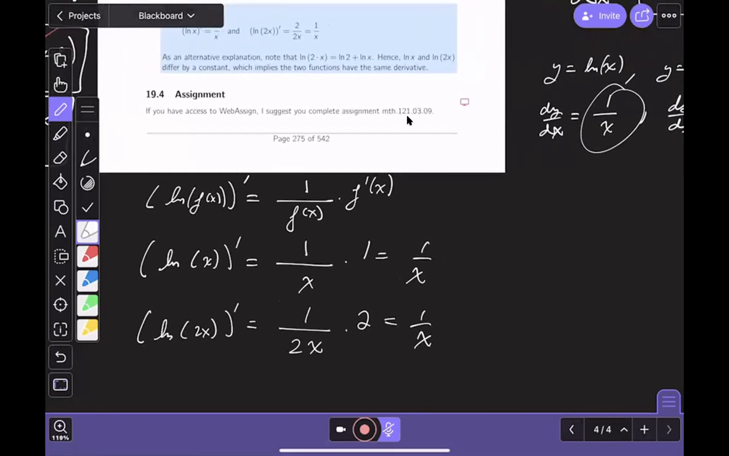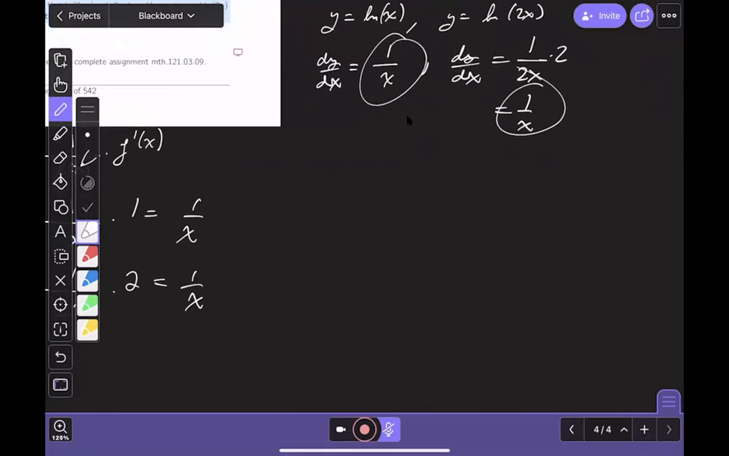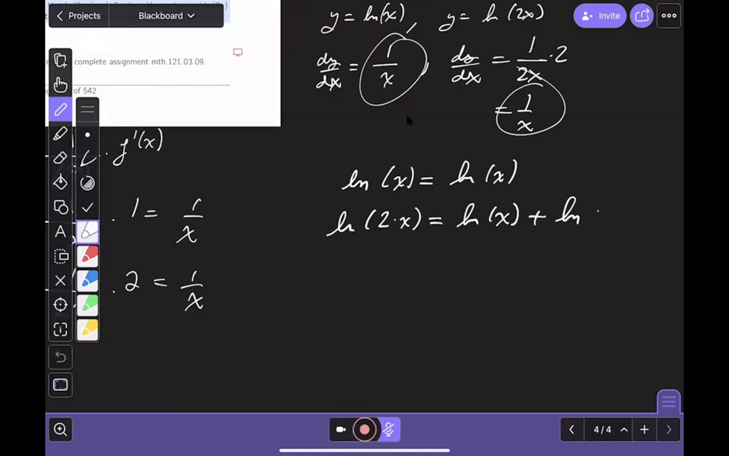What they go on to say is, you have an alternate explanation for this, and let's go for that. So ln of x equals the natural log of x, and the natural log of 2x is really the natural log of x plus the natural log of 2. So what do I know about these things? These two functions differ by a constant. What's the constant they differ by? The natural log of 2. Well, the derivative of all constants is going to be 0, so that makes sense to me. All right, so their derivatives should be the same because they just differ by a constant. If they differ by a constant, their derivatives will be identical.